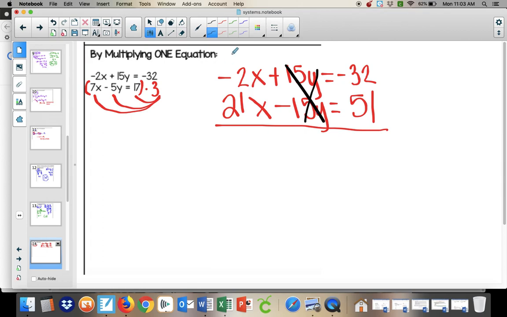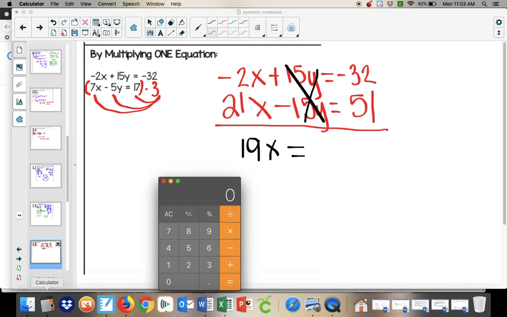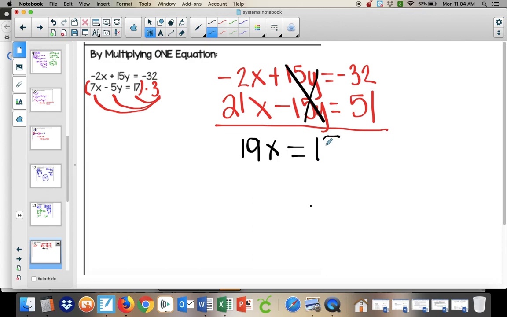Poof, gone. Now let's add the rest. Negative 2 plus 21 is 19. So I have 19x equals 19. So what does x give us? 1.